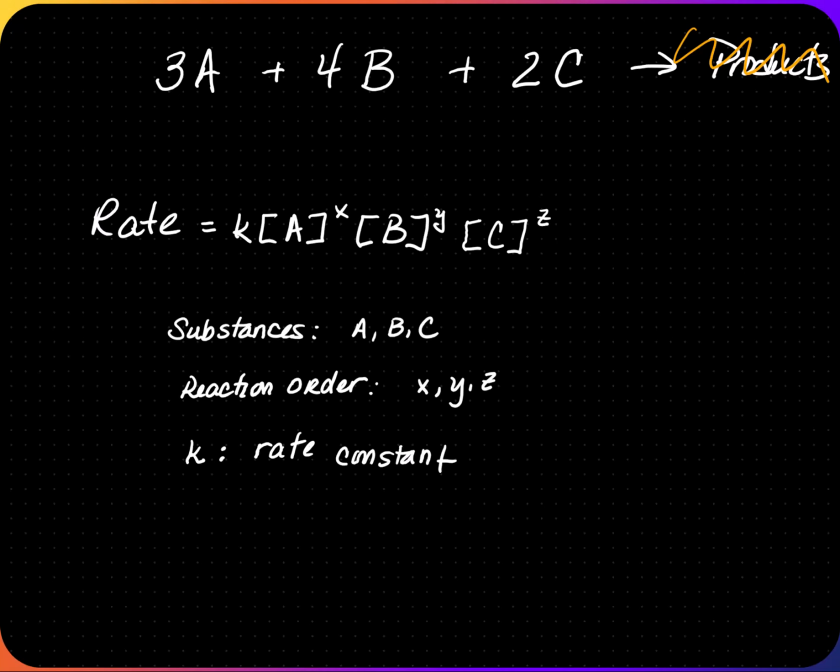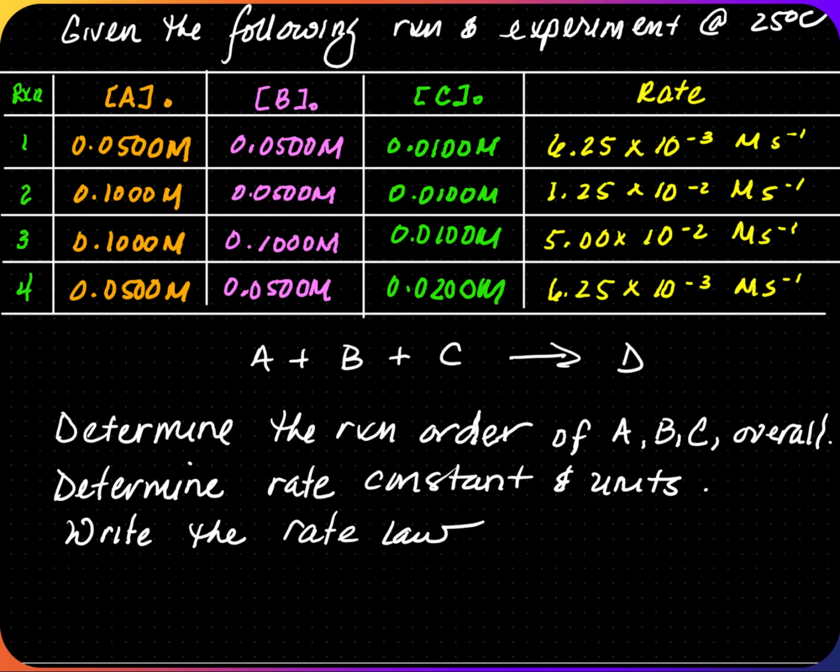The reaction order is X, Y, Z. That is the power or the exponent that we will be solving for. And K is the rate constant. Remember, all of these are only determined experimentally. So usually for problems that involve rate laws, you will be given a table with data with multiple trials.